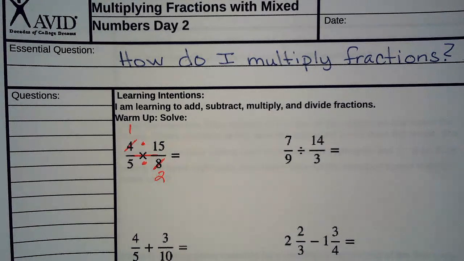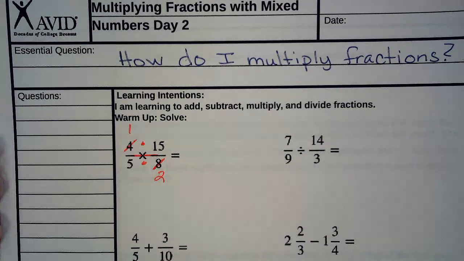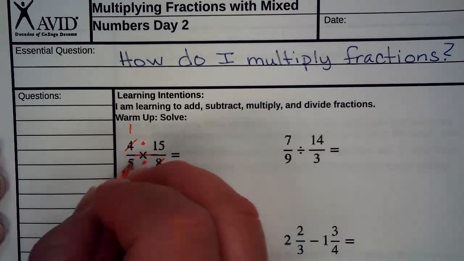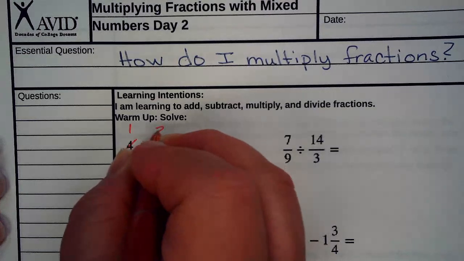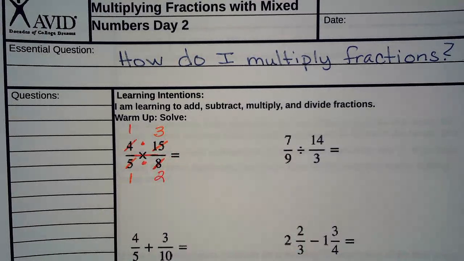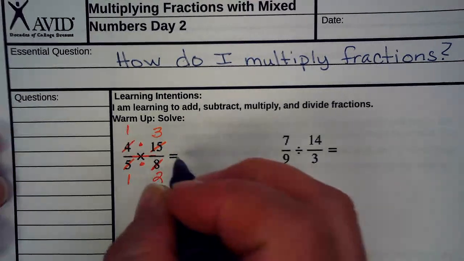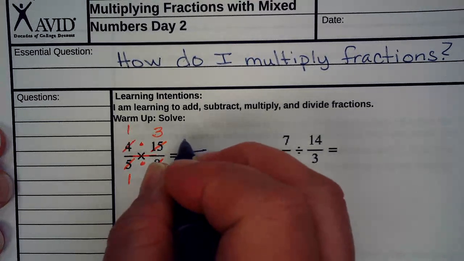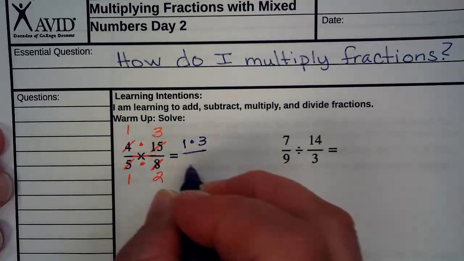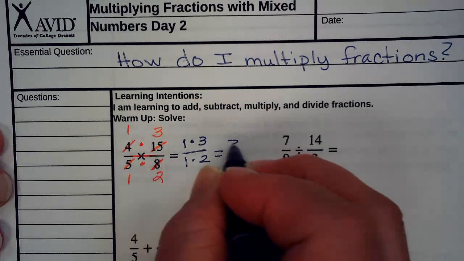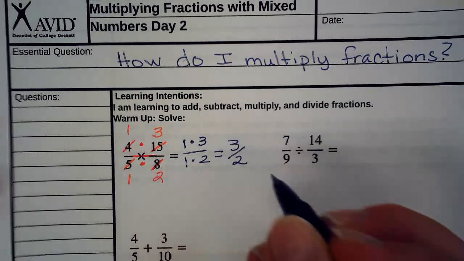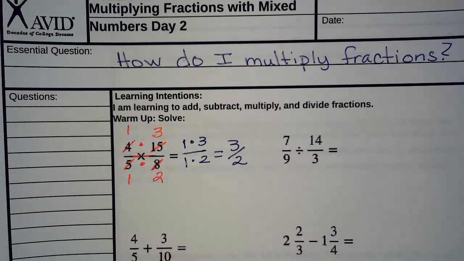I also know that 5 is a factor of 15. 5 divided by 5 is 1. 15 divided by 5 is 3. So what does it look like now? This has become 1 times 3 over 1 times 2, which is simply 3/2. Was that what you got?